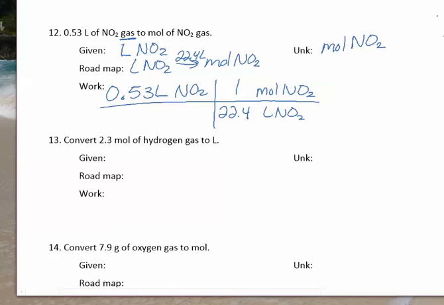So because it's on the bottom, we're going to take 0.53, divide by 22.4, and that will give us moles. So we have 2 sig figs here, so I need 2 sig figs in my answer, so it should be 0.024 mole of NO2.